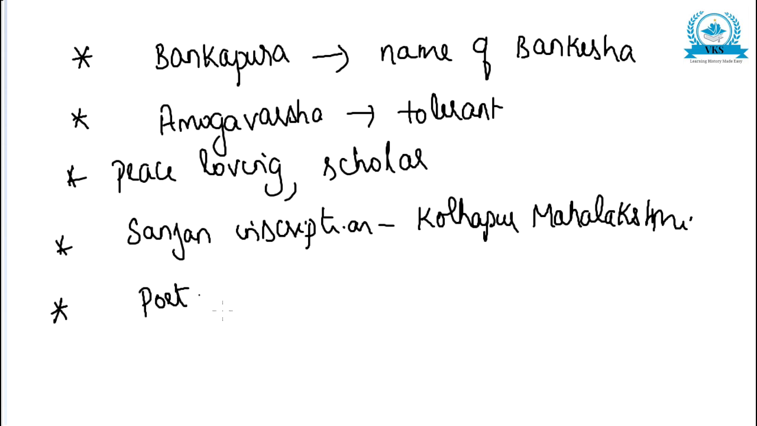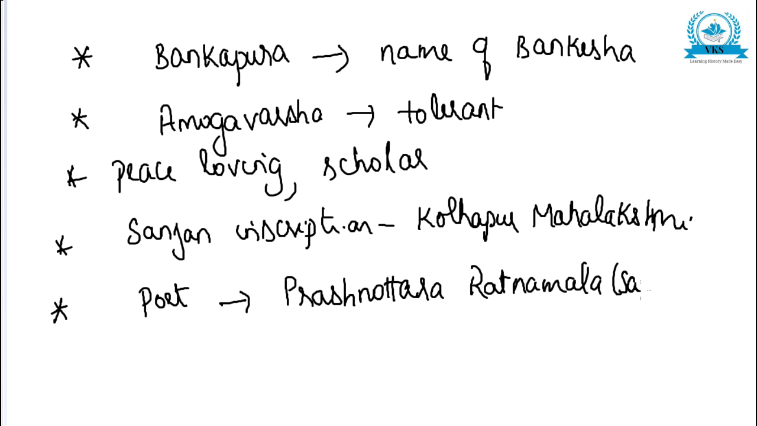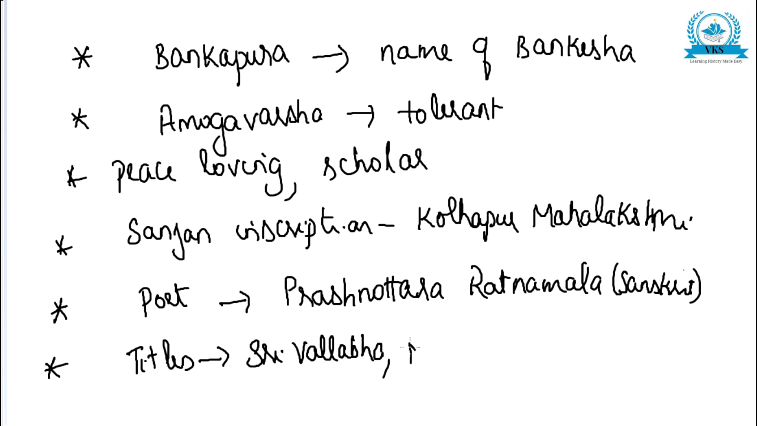Another achievement was that he was a poet himself, and his famous work is Prashnottara Ratnamala. It is written in Sanskrit. The Arab traveler Suleiman visited the capital during the time of Amoghavarsha. And finally, you can write about some of his titles: Sri Vallabha, Nripatunga, etc. So these are the achievements of Amoghavarsha.